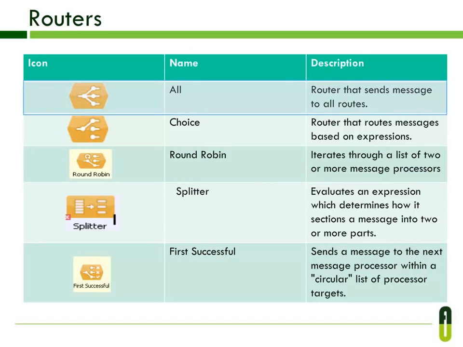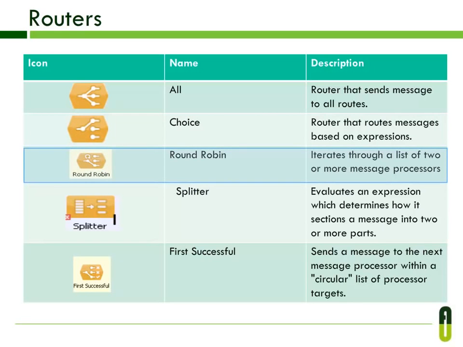All router. The all message processor can be used to send the same message to multiple targets. Router that sends message to all routes. Choice router. The choice message processor sends a message to the first message processor that matches. Router that routes messages based on expressions.